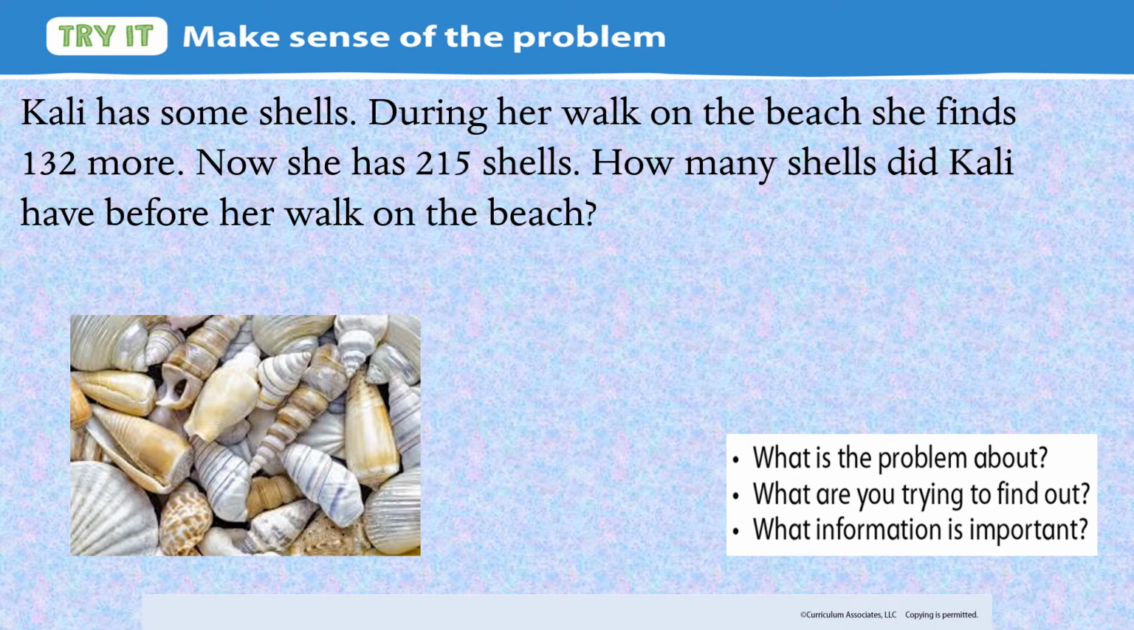Kaylee has some shells. During her walk on the beach, she finds 132 more. Now she has 215 shells. How many shells did Kaylee have before her walk on the beach? On your recording sheet, find out how many shells Kaylee had before her walk. Remember to write an equation and use the number line tool to count up or back. Pause the video and restart when you are finished.